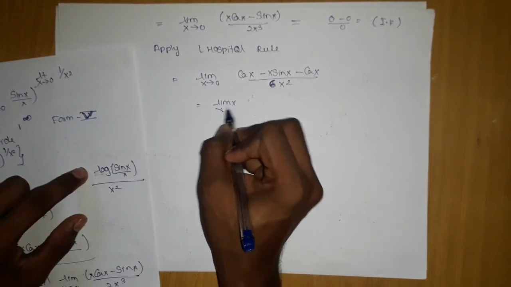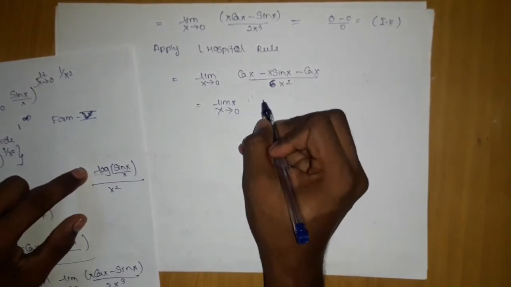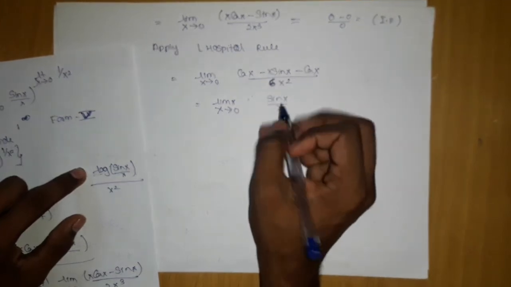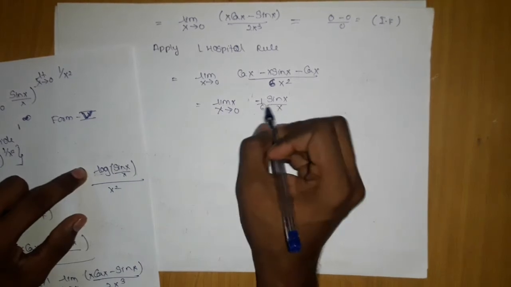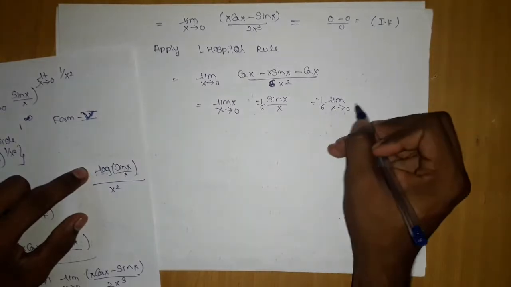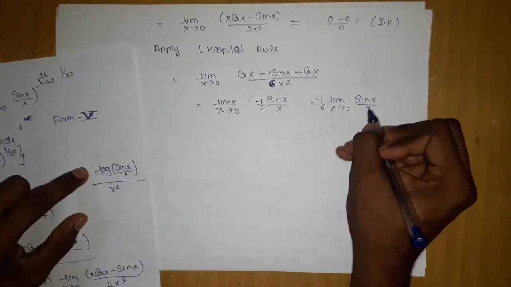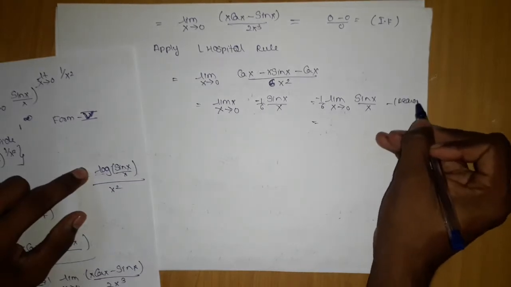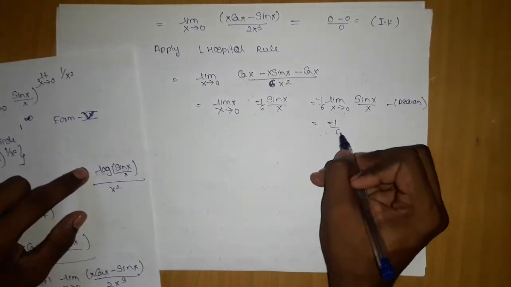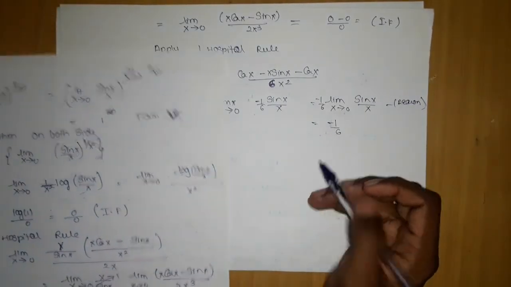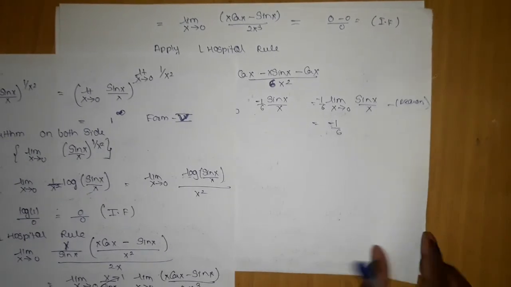Limit x tends to 0, we are left with sin x by x. 1x and 1x will cancel out, minus 1 by 6. We will move this outside. Minus 1 by 6 will be here, and sin x by x will become 1. You have to mention the reason in each and every step whenever you do anything. So you are getting minus 1 by 6. Now write the question, write it is equal to 1 by 6 and then minus 1 by 6, and then you will get the complete marks. Now let's move on to the next question.